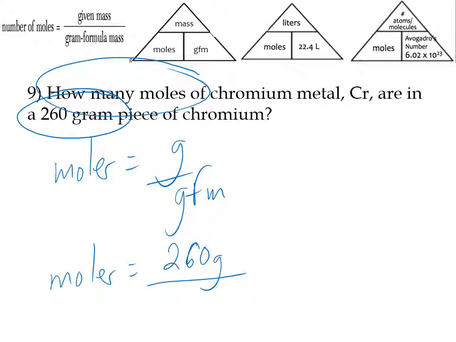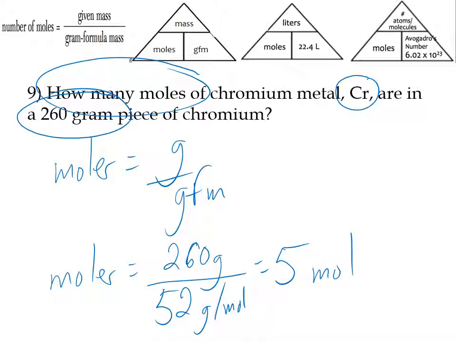Gram formula mass, we need to find what 1 mole of chromium weighs. We look up Cr on our reference table, on a periodic table, and it tells us it is 52 grams for every mole of chromium metal. Divide these two numbers, 260 divided by 52 gives us 5 moles of chromium metal.